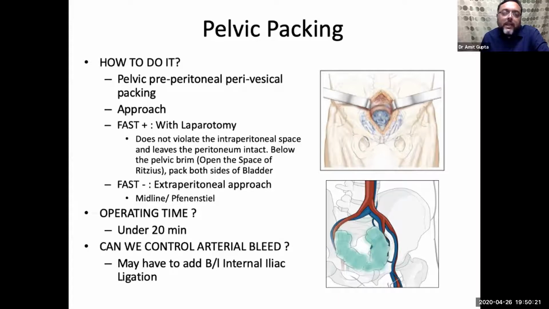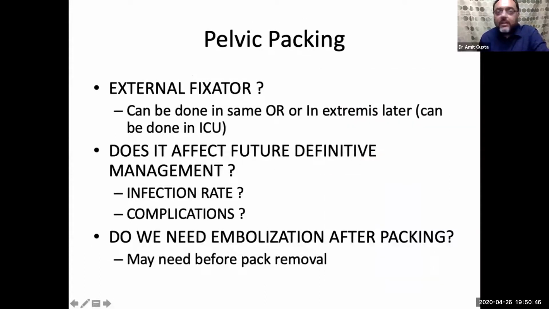Generally, in any damage control surgery, the total operative time should be under 45 minutes, and this packing procedure should take less than about 20 to 25 minutes. Can we control the arterial bleeding? As I said, we might not be able to control the major arterial bleeding, but we could minimize the pressure head by doing a bilateral internal iliac ligation. External fixator was already dealt with in detail by Dr. Puneet, so I'll not go into it. But obviously, because we are packing, we need to reduce.